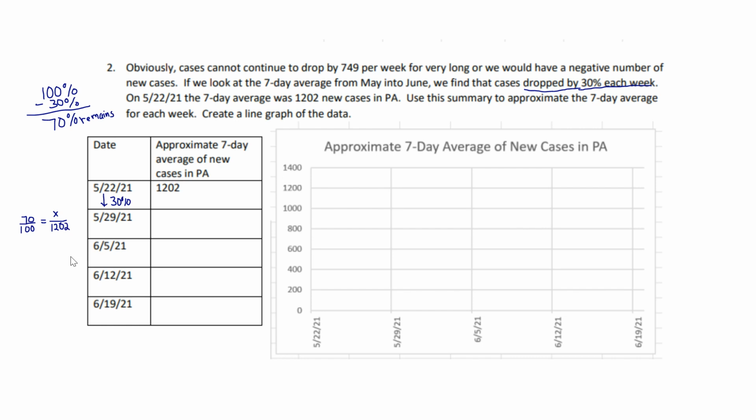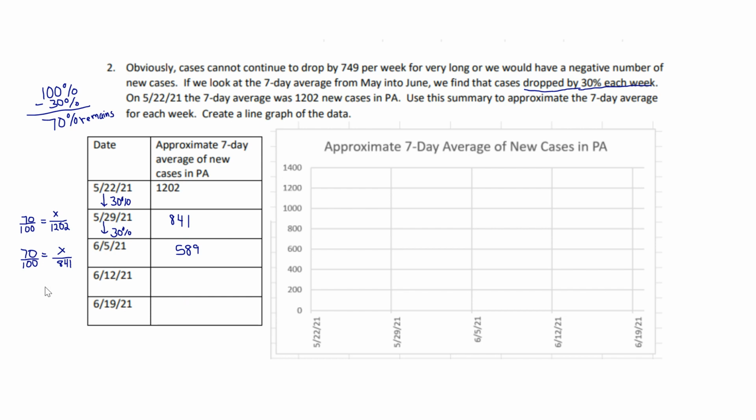And we have many times this semester solved these, so I solved by cross products, so 70 times 1,202, and then divided by 100. And because it is people, I did round to a whole number, so I had 841 cases. And then I repeated the process. So a week later, this would have again dropped by 30%. So I would have 70% remaining, so 70 out of 100 is x out of, this time, 841. And so again, solved by cross product, rounded off to a whole number, so I had 589.